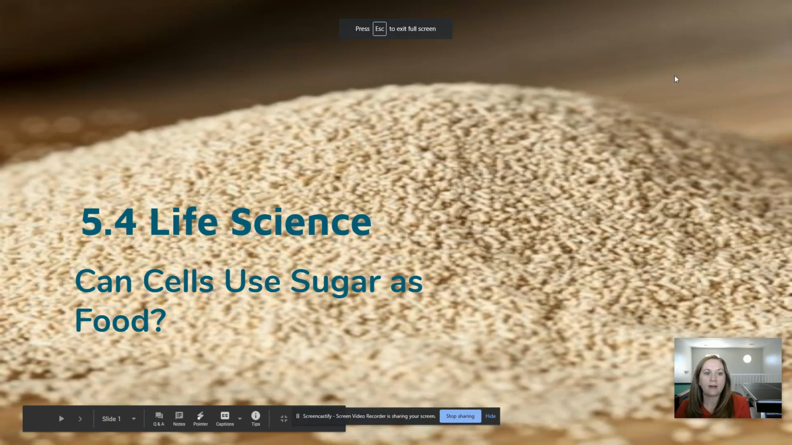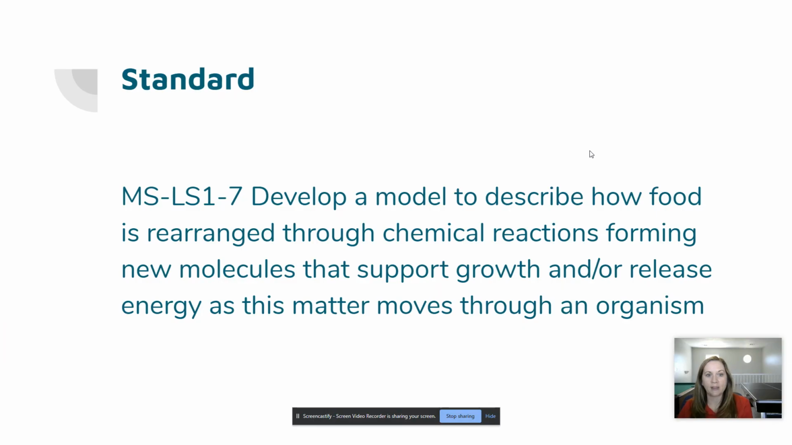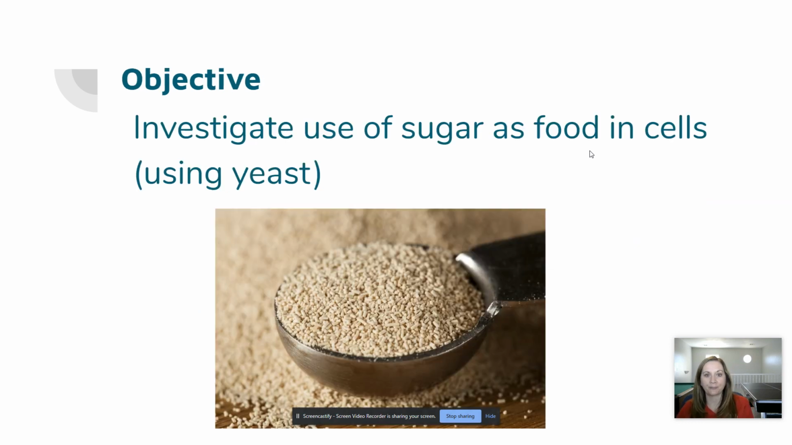All right, this is lesson 5.4, Life Science. Can cells use sugar as food? The standard we're working on is MSLS 1-7. Develop a model to describe how food is rearranged through chemical reactions, forming new molecules that support growth and or release energy as this matter moves through an organism.